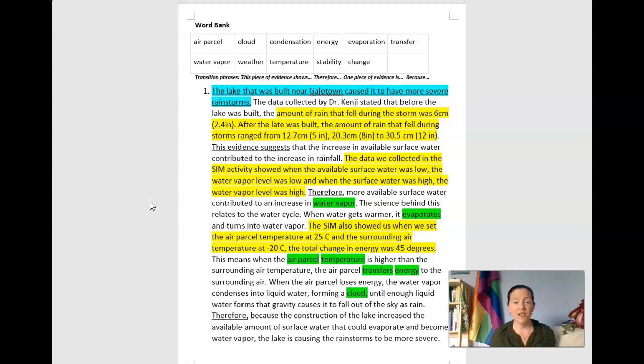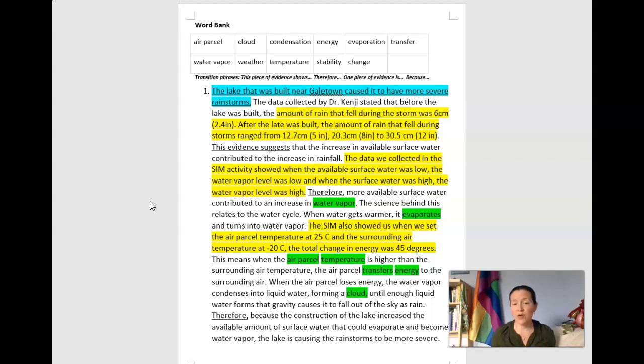The data we collected in the sim activity showed when the available surface water was low, the water vapor level was low. And when the surface water level was high, the water vapor level was high. Therefore, more available surface water contributed to an increase in water vapor. The science behind this relates to the water cycle. When the water gets warmer, it evaporates and turns into water vapor.